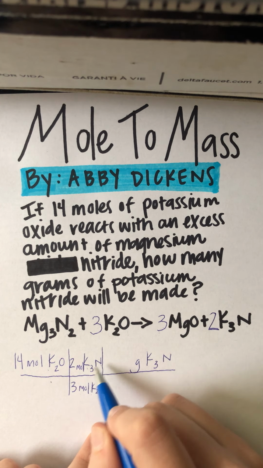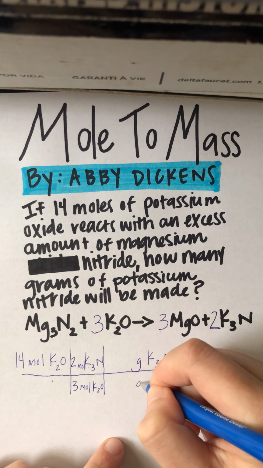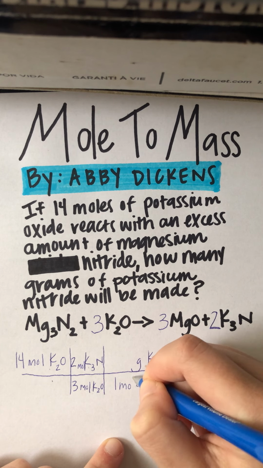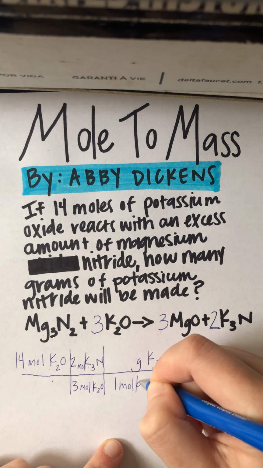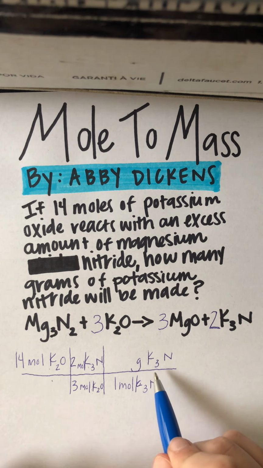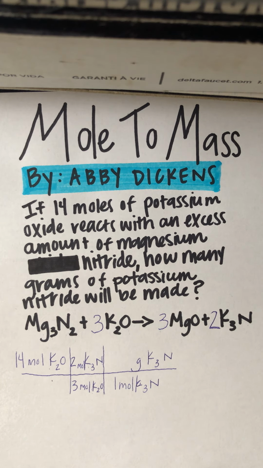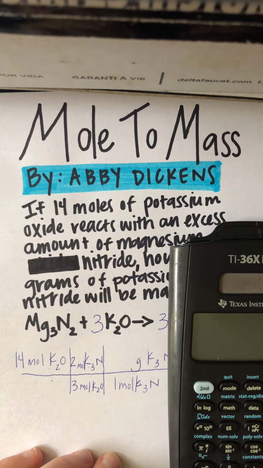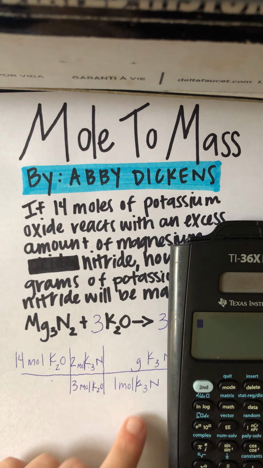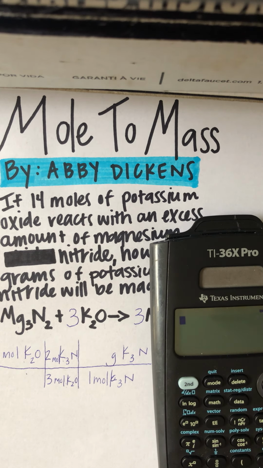For K3N, the way we're going to figure it out is we have to get our molar mass. So for 1 mole of K3N, we have to figure out how many grams that is. So it's basically, like I said, our molar mass. And the way we're going to do that is we're going to use our periodic table, and we are going to find the atomic mass of potassium and the atomic mass of nitrogen and add those together to get our molar mass. So for potassium, we have a molar mass of 39.1.